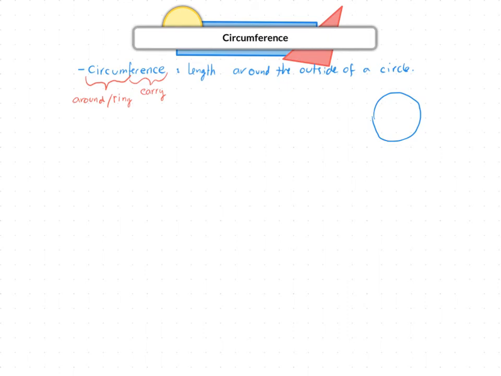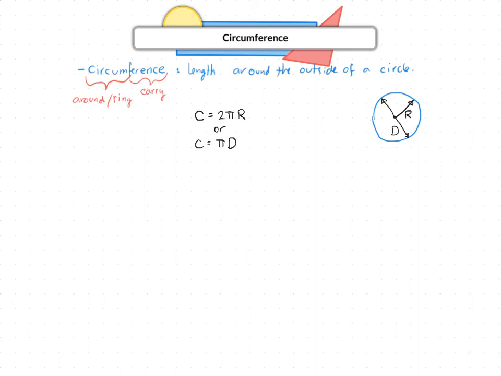Now in another video we can talk about why it ends up being this particular value, but the circumference of a circle is calculated as 2 pi times r, or 2 times pi times r. What is r, you ask? Well, r is the radius of the circle, which is the length from the center of the circle out to the edge. You may have also seen a slightly different version, which is C equals pi times d, where d is the diameter, which is from edge to edge of the circle.